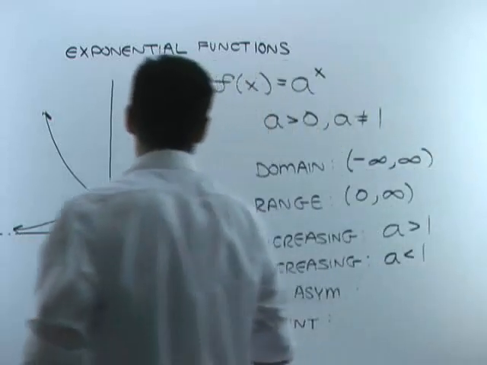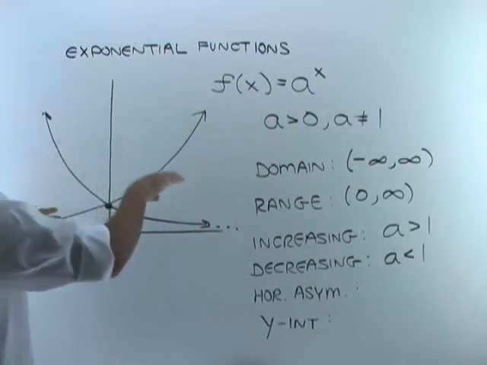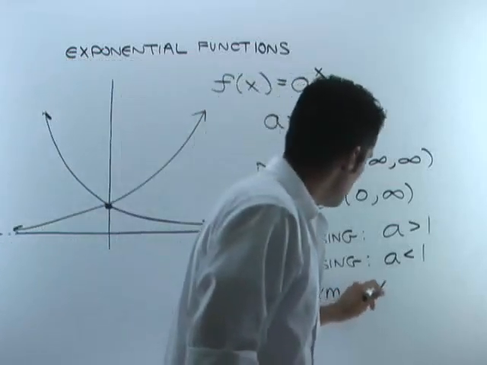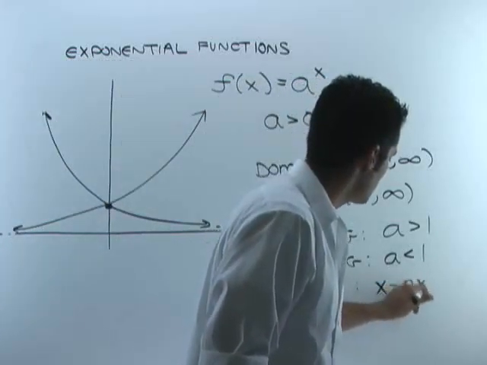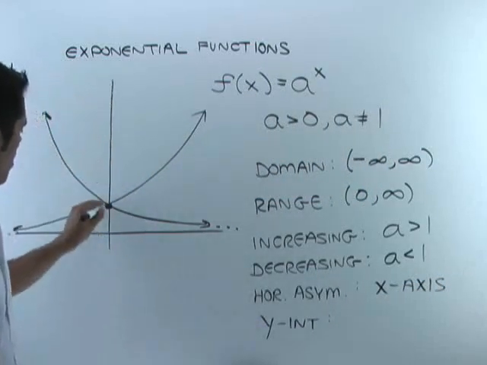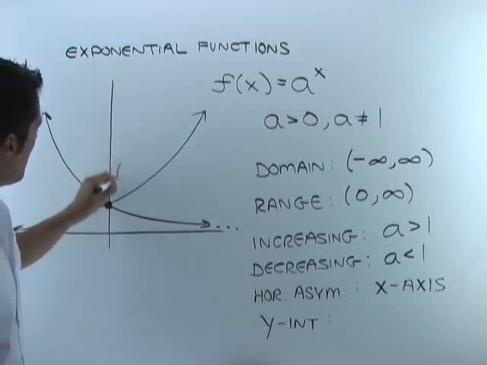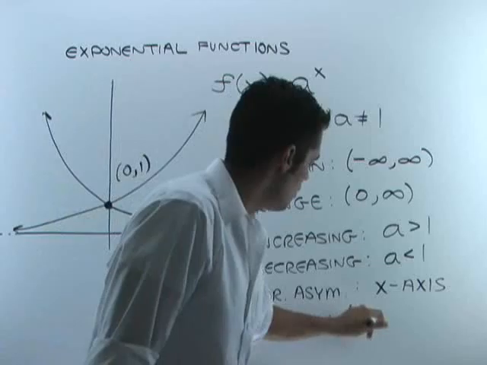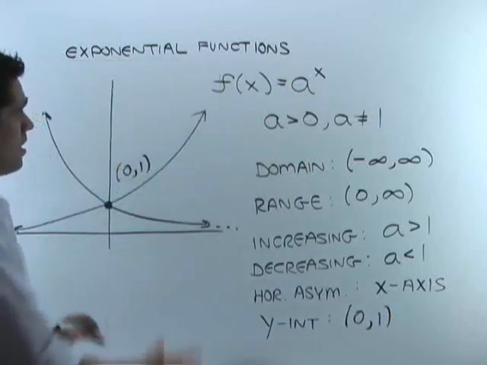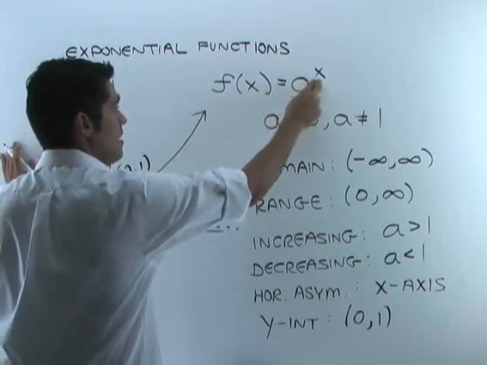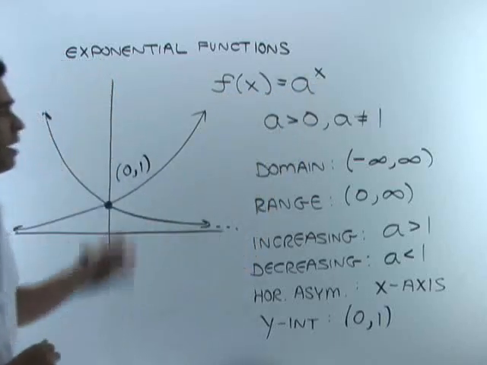How about a horizontal asymptote? No matter which case, it's going to taper off towards the x-axis. So in that case, we can say the horizontal asymptote will always be the x-axis. And then the last thing is to look at the y-intercept. All of our exponential functions always pass through the point (0, 1), so that's our y-intercept, (0, 1). So those are the properties of exponential functions of the form f(x) = a^x, where a is greater than 0 and not equal to 1.